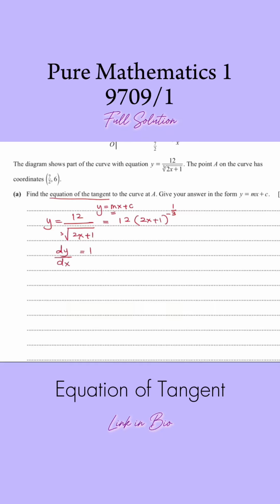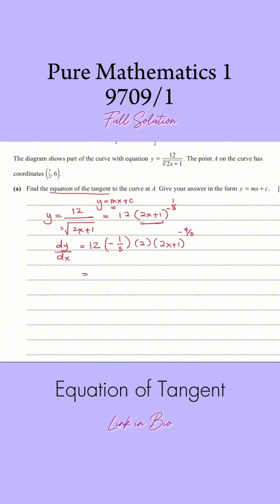Finding dy over dx is simply: 12 is a constant, and then you multiply with the power, which is negative 1 over 3, and then you differentiate the one inside the bracket, which is 2, and then you rewrite whatever you have in the bracket. The power would be minus 1, so you'll have minus 4 over 3. Simplifying this, you can divide 12 and 3 here. You'll have 4 times 2. So you have negative 8 times (2x plus 1) to the power of negative 4 over 3.